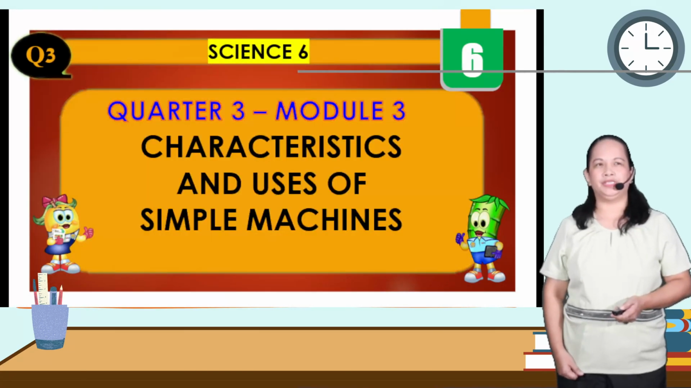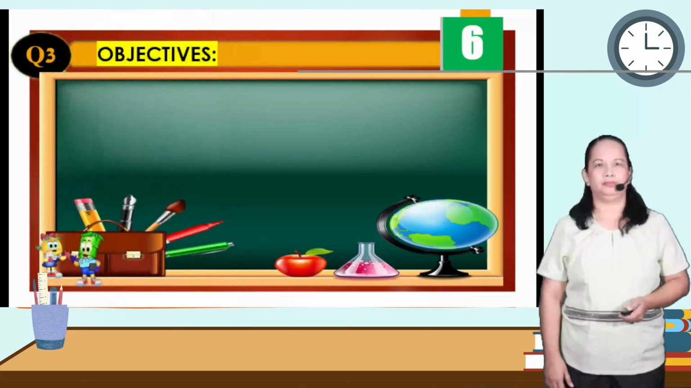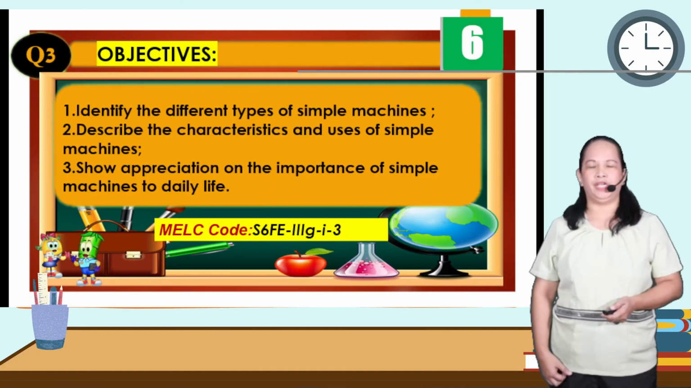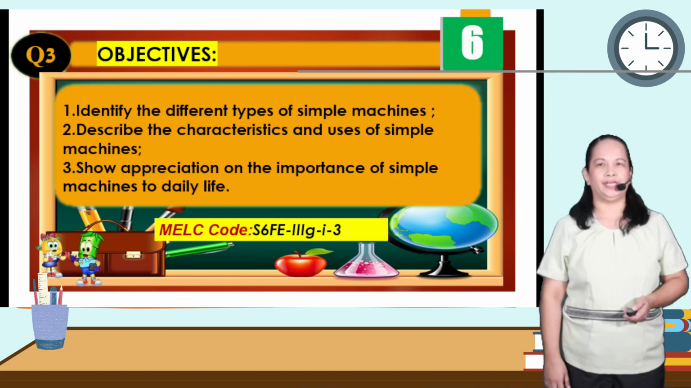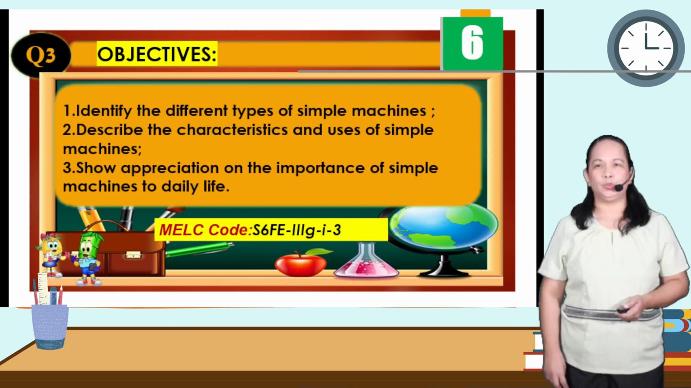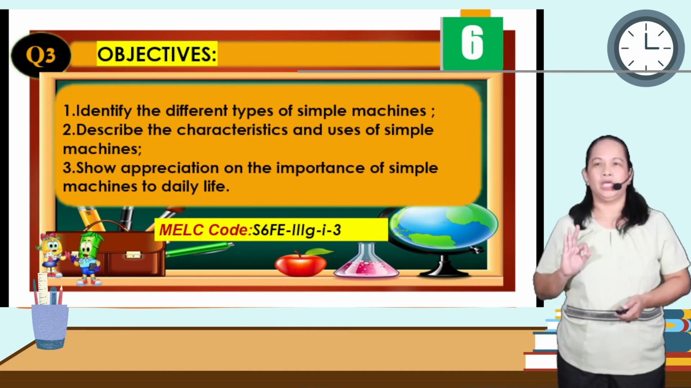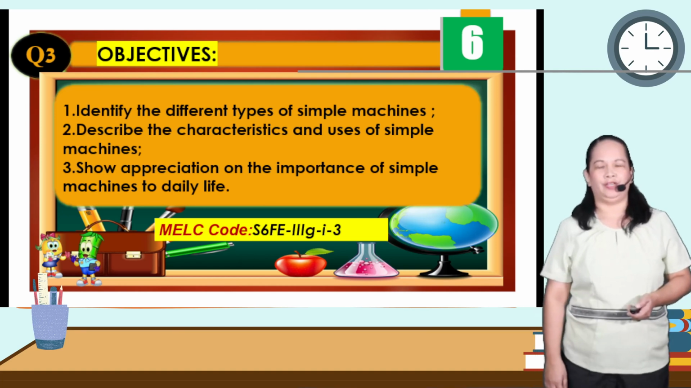So our lesson for today is all about the characteristics and uses of simple machines. So here are the objectives for today's lesson. Number 1, you're going to identify the different types of simple machines. Number 2, you're going to describe the characteristics and uses of simple machines. Number 3, you're going to show appreciation on the importance of simple machines for daily life.